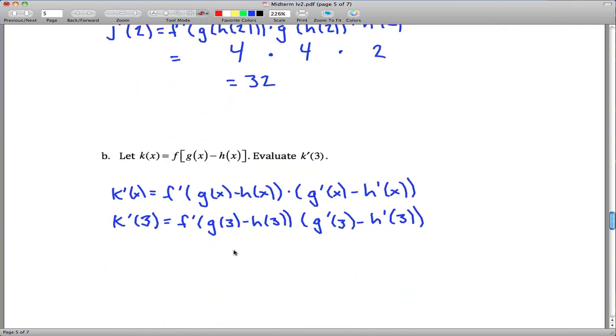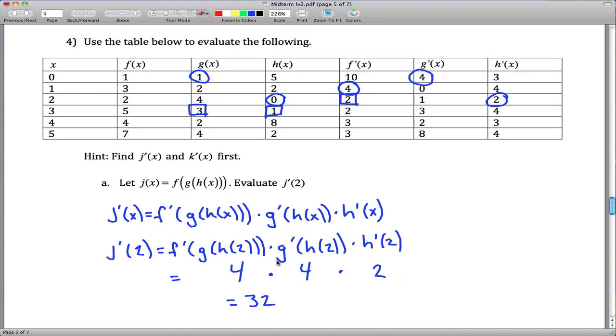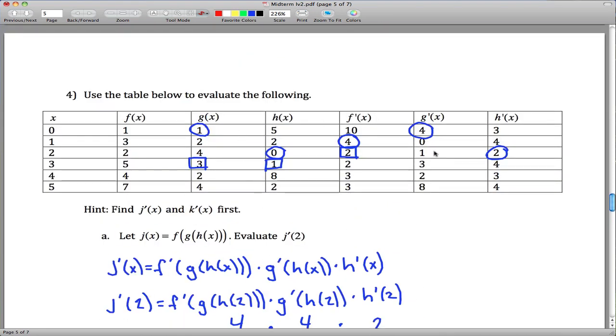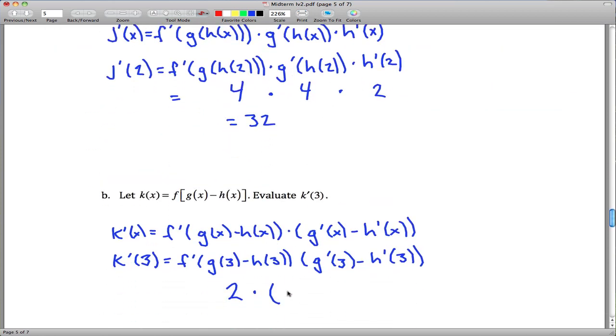So we're almost done. We know that all this stuff over here is 2. And then what we've got to do is multiply that by g prime of 3 minus h prime of 3. Okay. G prime of 3 is 3. H prime of 3 is 4. So 3 minus 4 is negative 1. So our answer is negative 2. And that's the end of this one.